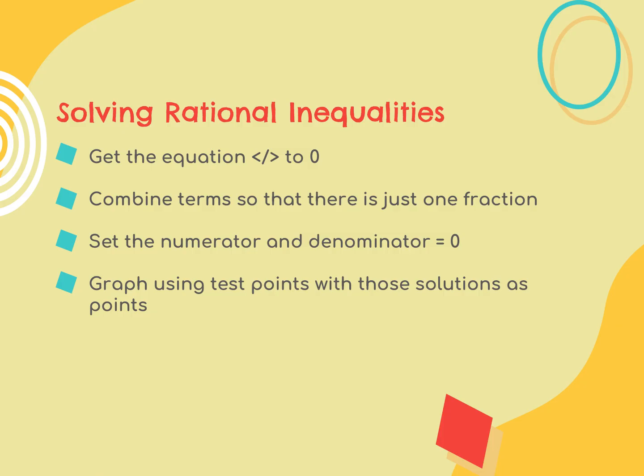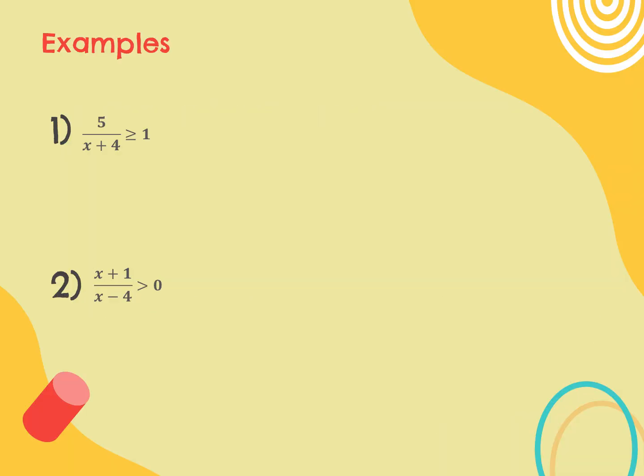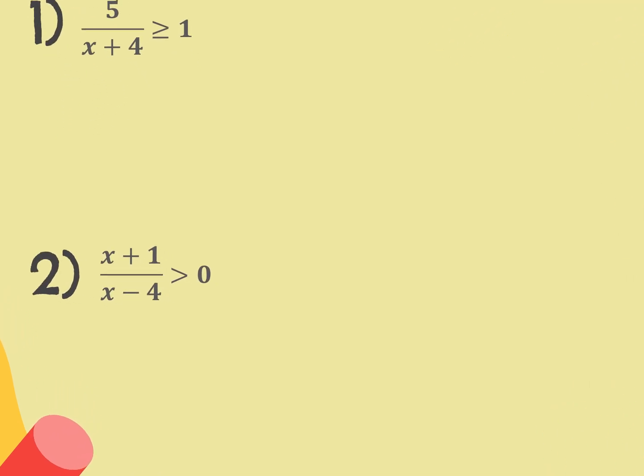Now, we're going to use those values, just like we did in the previous lesson, as our key points to separate our number line into sections, and then we're going to use test points, just like we did with quadratic inequalities. So let's start. I'm actually going to start with number 2. That one's a little bit simpler to start with.